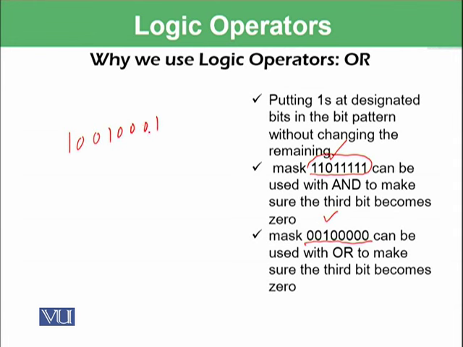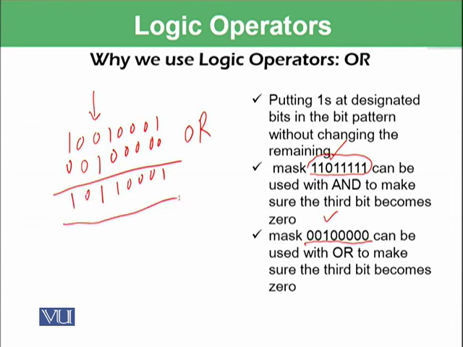So let's see, for example, you have a bit pattern 1001000. For example, we want to make this bit 1. So you can put 1 there and zeros elsewhere, and perform the OR operation. So you know it will become 1 and the others will remain unchanged, whatever was actually available in the input.